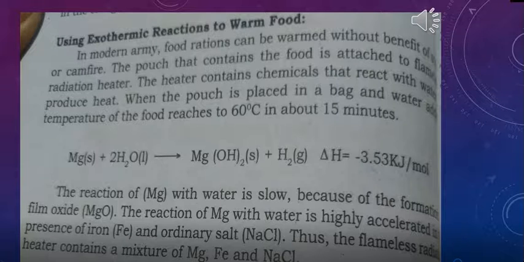Why do we add salt and iron to the magnesium? Because the reaction of magnesium with water is very slow. In order to speed up the reaction, we added these two substances along with the magnesium, which are the iron and the common salt, which is sodium chloride. Thus, the flameless radiating heaters contain a mixture of magnesium, iron and sodium salt.